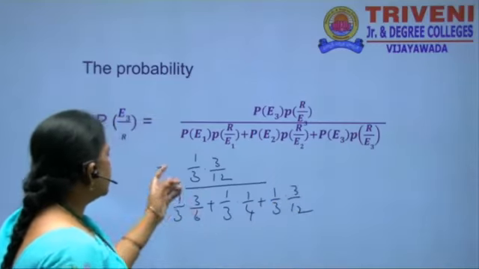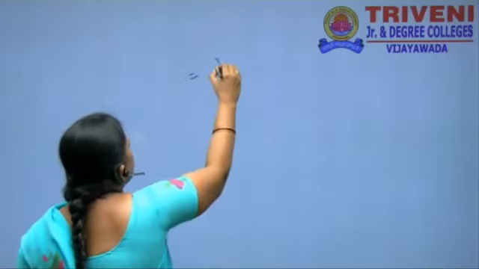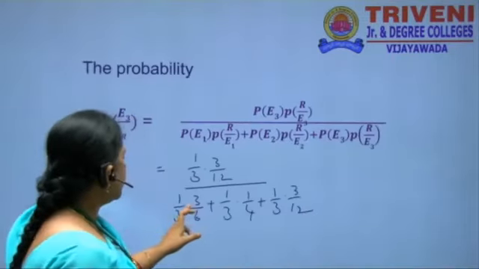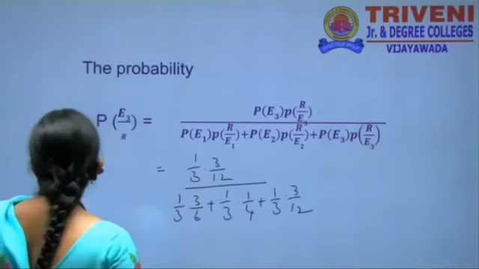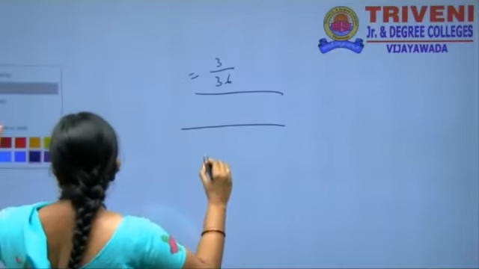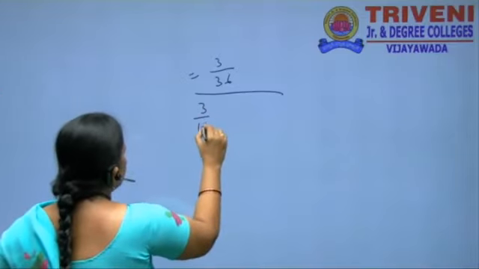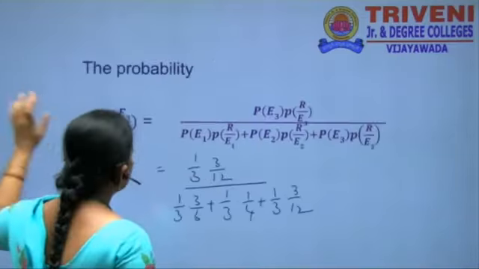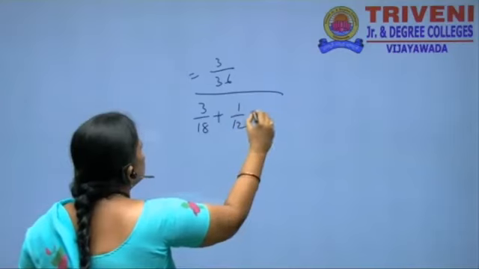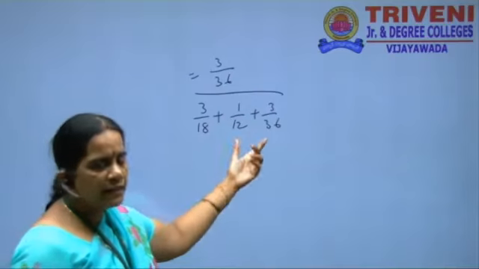Then simplify here. 3 3s are 3, 3 ones are 3. 3 by 12 into 3 is 3 by 36. Here 3 into 1, 3 by 18. So 3 by 18 plus 1 by 12 plus 3 by 36.